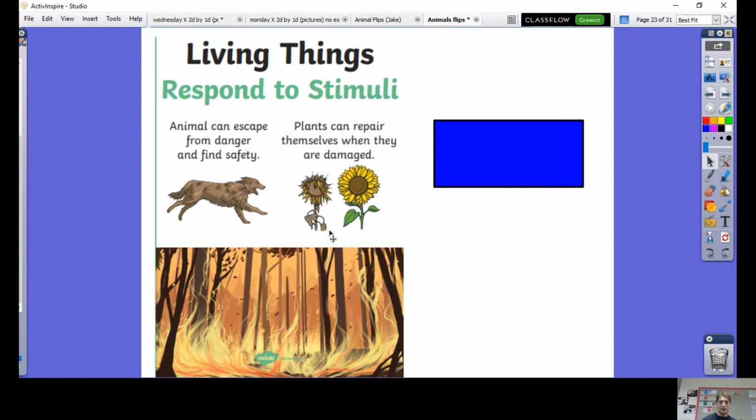Okay, and slightly differently, plants, just like humans as well, when they're damaged or when they're hurt, their body naturally responds to that and heals itself. So you might cut yourself, and you notice that over time it heals back to just normal skin, or if it might be quite bad, it might be a scar, but it's still healed up. It still doesn't hurt anymore.